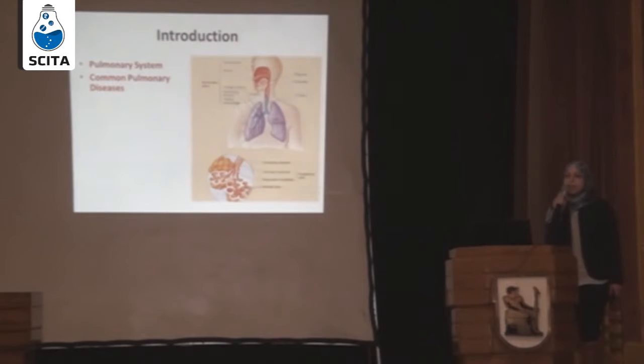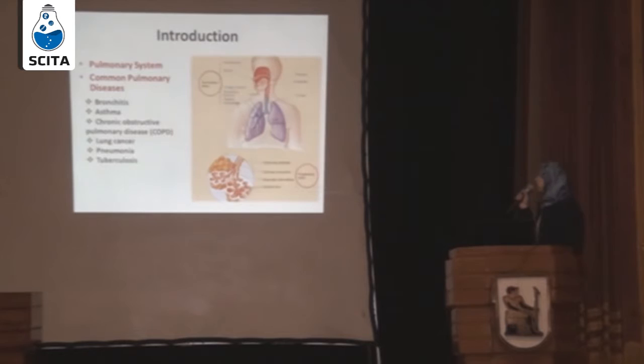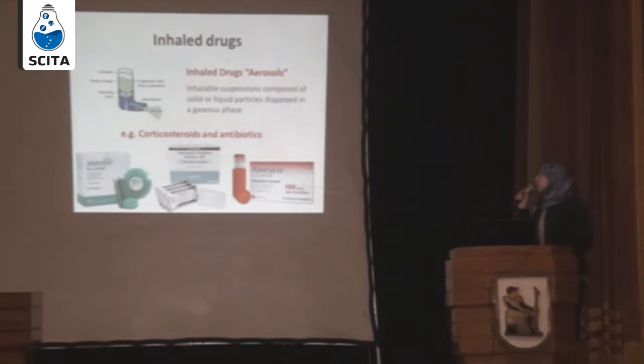The common pulmonary diseases are bronchitis, asthma, chronic obstructive pulmonary disease, which mainly affect the conductive zone, while the diseases that affect the respiratory zone are lung cancer, pulmonary tuberculosis, and many more. I just wanted to give a hint about the common diseases. The easiest way to reach the pulmonary system directly is inhaled drugs, which are mainly composed of aerosols, which is an inhaled suspension composed of solid or liquid particles dispersed in a gaseous phase. There are many inhaled drugs in the market, such as corticosteroids and antibiotics.